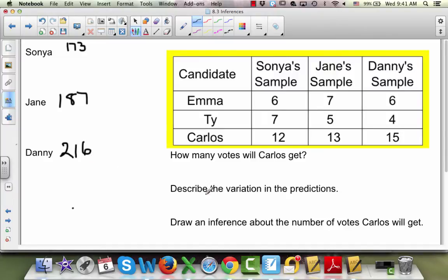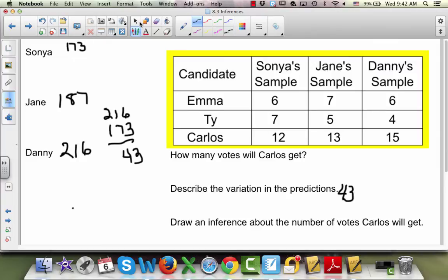The next thing we need to do is describe the variation in the predictions. Now that sounds complicated, but all it means is describe the difference between the high estimate and the low estimate. Well, the high estimate is 216, the low estimate is 173, so the variation is 43. Okay? So it's just the difference between the high estimate and the low estimate.